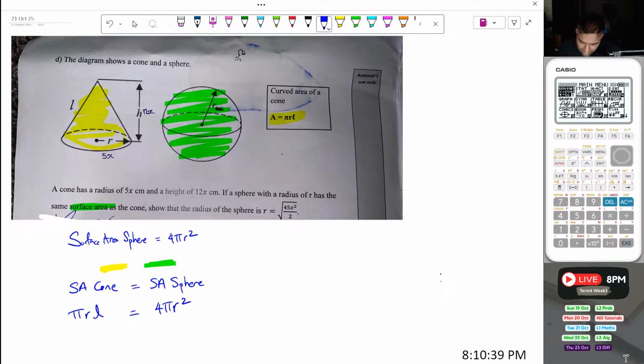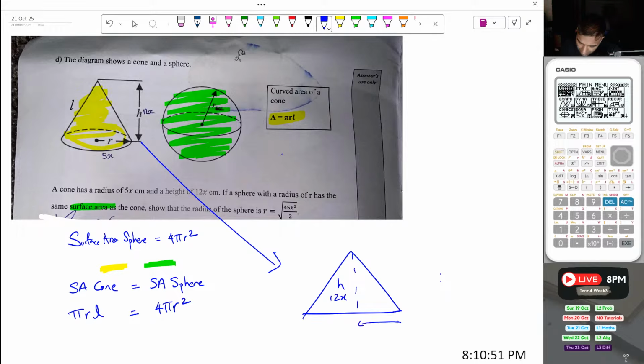So the next thing is, we've got to look at this little diagram here. If we take the cone like this, that is the height, which is equal to 12x, the radius, which is equal to 5x, and then we've got this length. So we need to figure out what the L is, and once we figure out what L is, we should be good to go with this question.